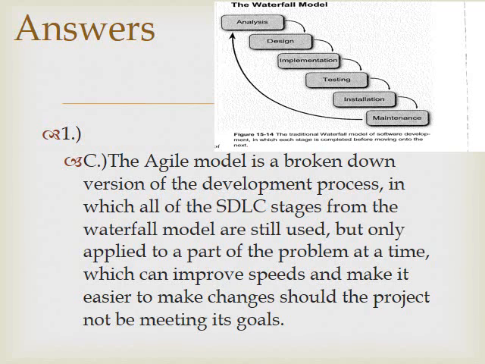And then part C, I still don't know how to pronounce it. I'm going to call it the A model. So here's the answer to part C. The A model is a broken down version of the development process in which all of the SDLC stages from the waterfall model are still used. The waterfall model is displayed up above, but only applied to a part of the problem at a time, which can help improve speeds and make it easier to make changes should the project not be meeting its goals.